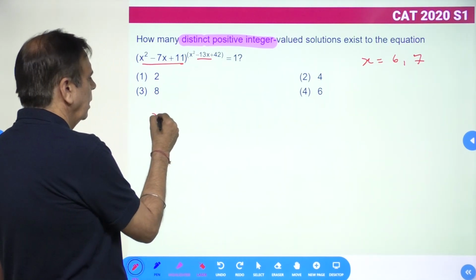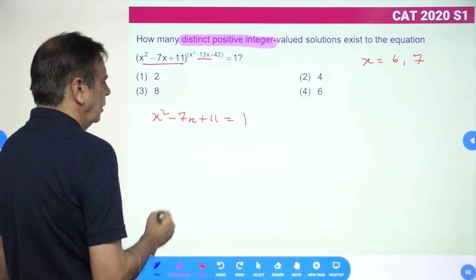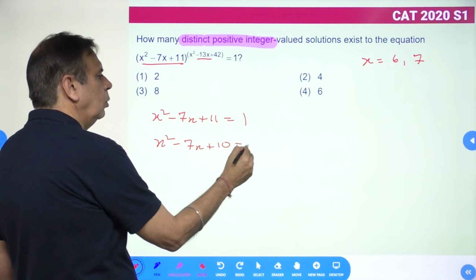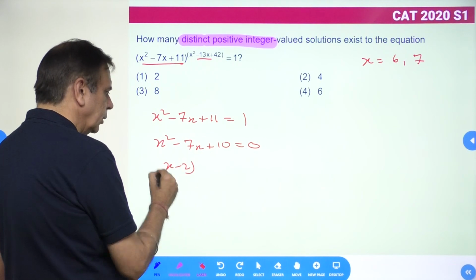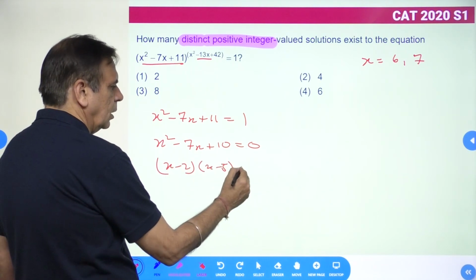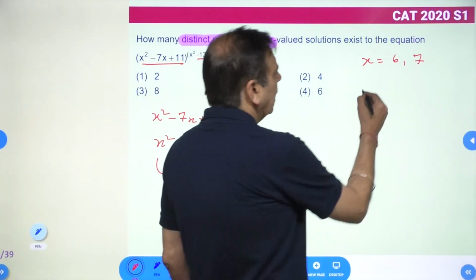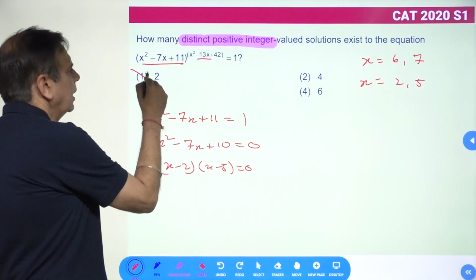Second case, this has to be equal to 1 because 1 to any power will always be equal to 1. X square minus 7x plus 11 is equal to 1. So or x square minus 7x plus 10 equal to 0. 5 2s are 10, minus 5 minus 2, this is x minus 2 into x minus 5 equal to 0. Integral distinct positive integers. Second case we are getting x equal to 2 and x equal to 5. So 4 तो पक्का है, ये गलत हो गया.